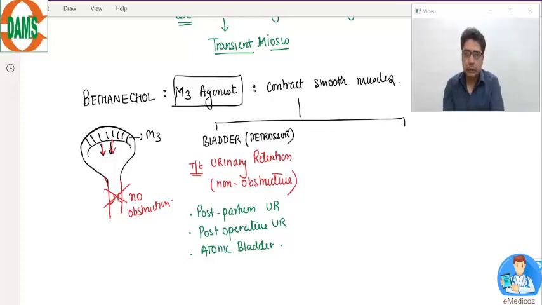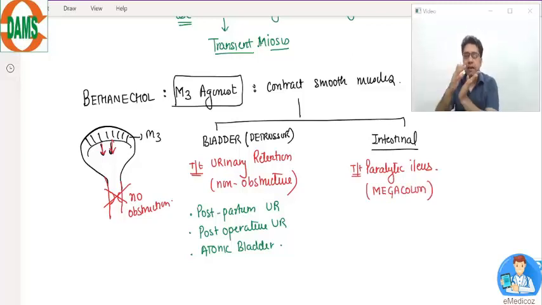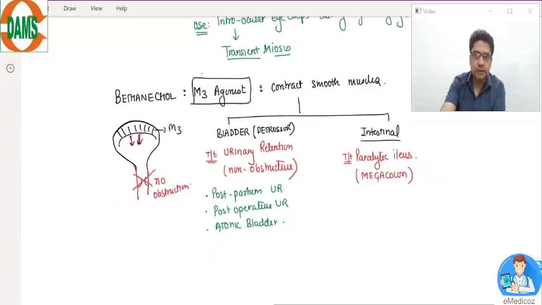Second, it will also contract intestinal muscles. Hence, it is given for the treatment of paralytic ileus. There is one great example where intestinal muscles are not contracting. That condition is known as megacolon. In megacolon, the intestinal muscles are not contracting. Slowly the intestine becomes dilated. So it is given here. So this is bethanechol, an important drug for you.